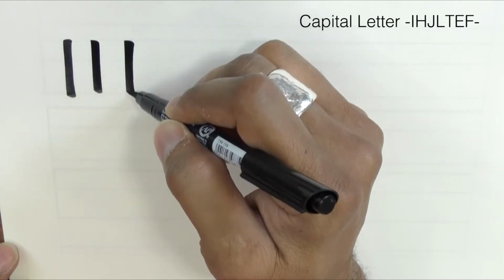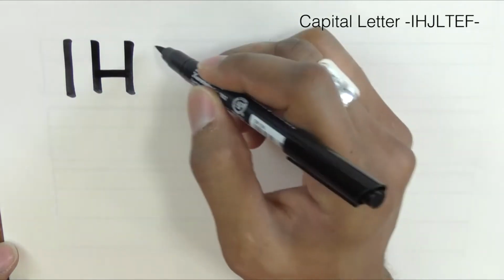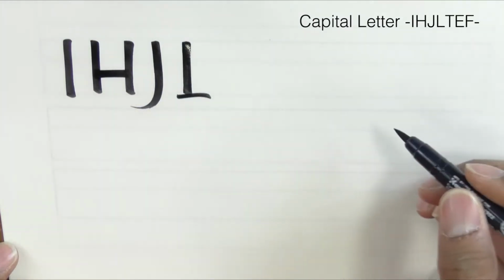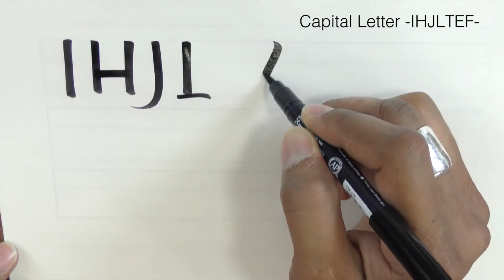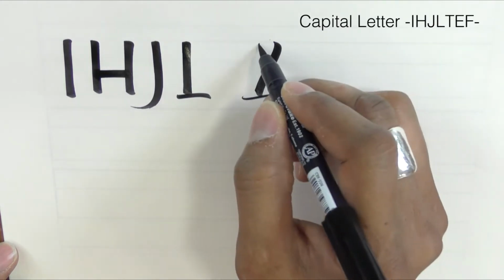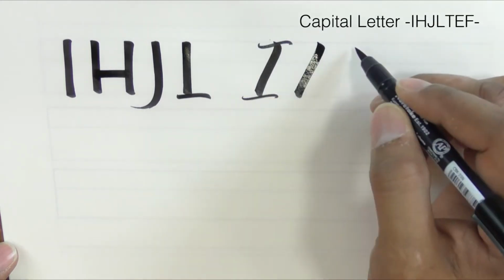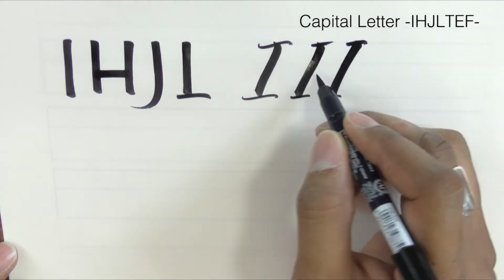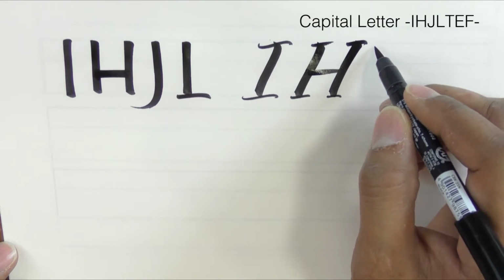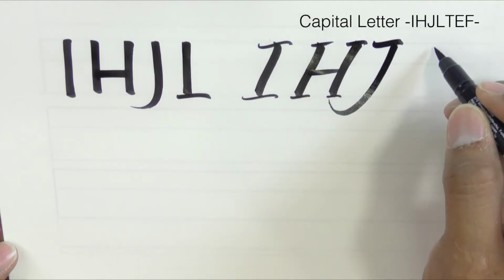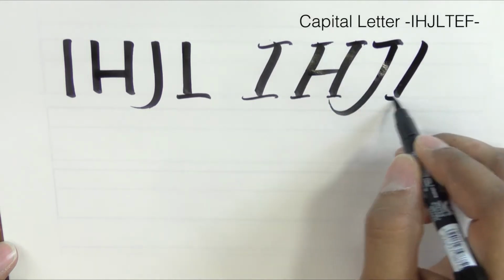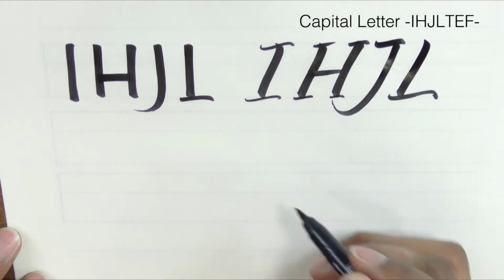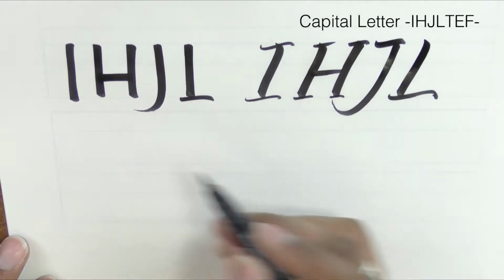H, J, and L. So we have I, H, J, and L. These can also be augmented into much more calligraphic forms.